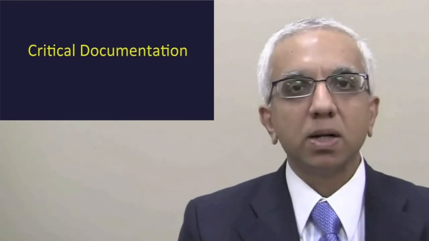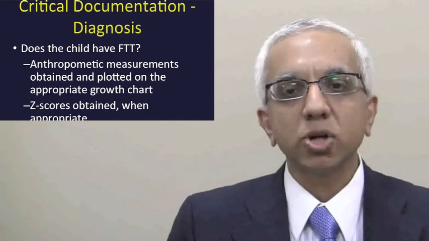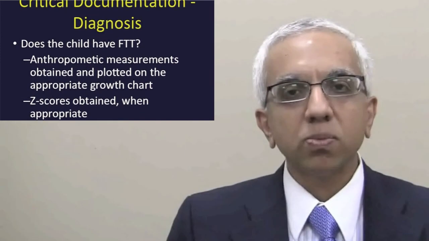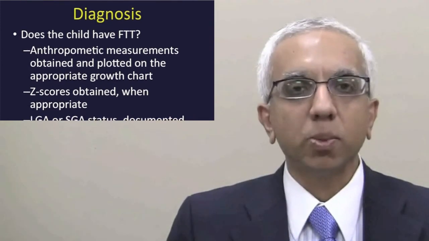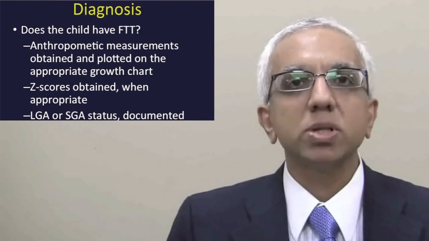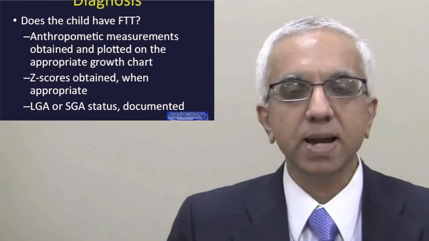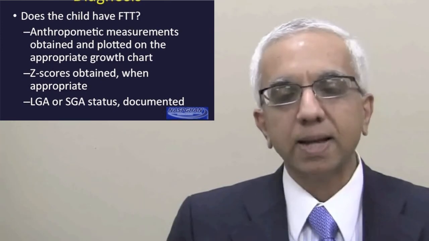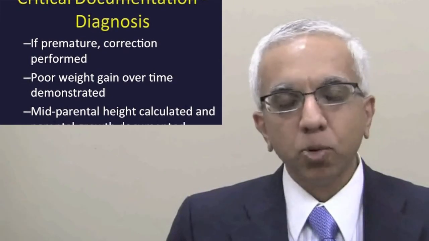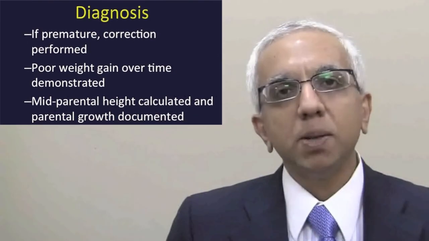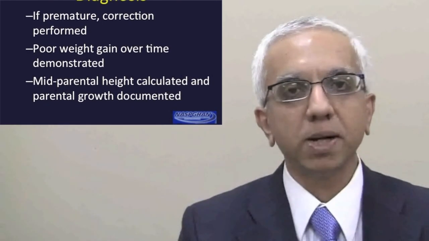Moving on to the critical documentation that is necessary. The first is to document whether the child does have FTT. So we would require you to obtain anthropometric measurements accurately and plot on the appropriate growth chart, obtain z-scores as and when appropriate. A large for gestational age or small for gestational age status needs to be documented as needed. If premature, correction needs to be performed, poor weight gain over time demonstrated, mid-parental height calculated, and parental growth documented as well.